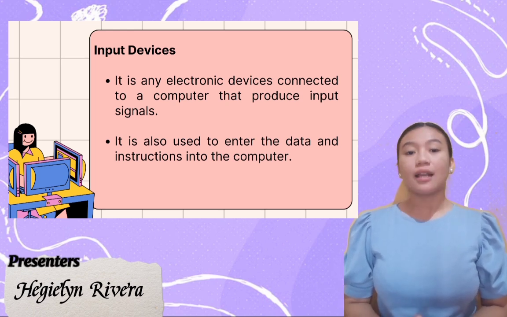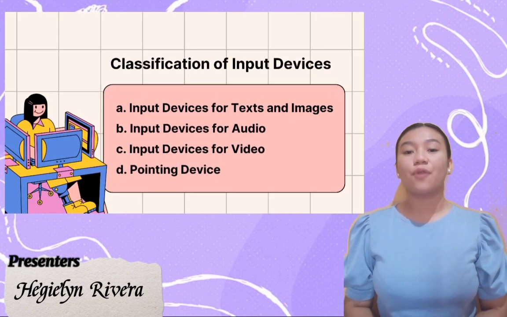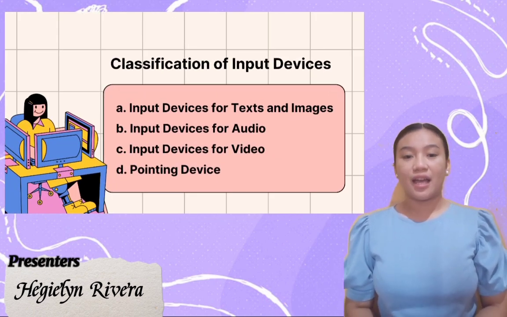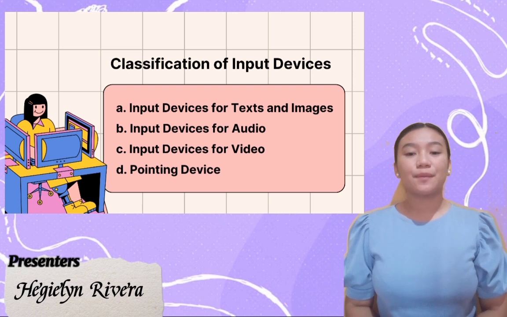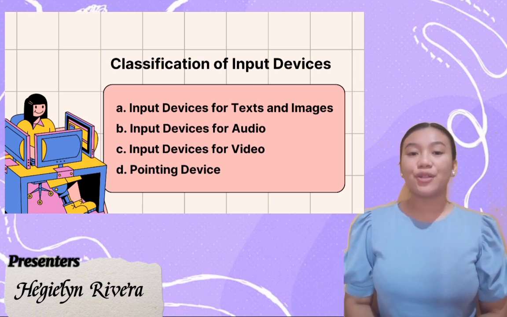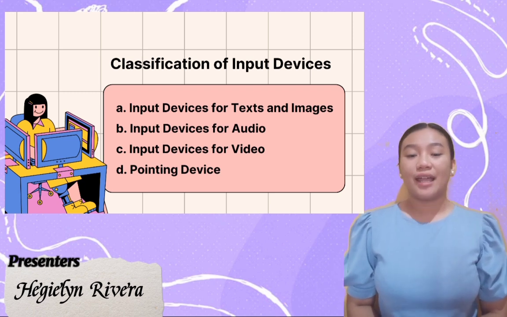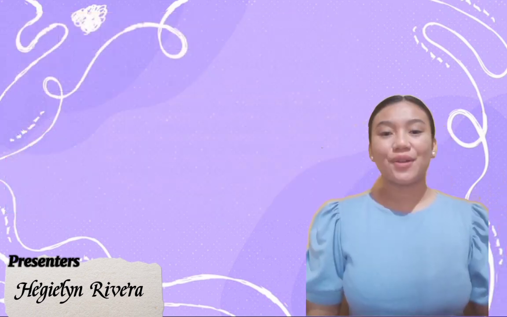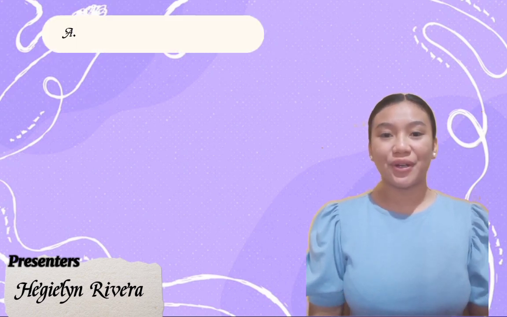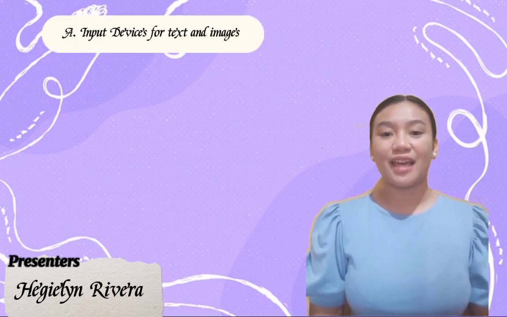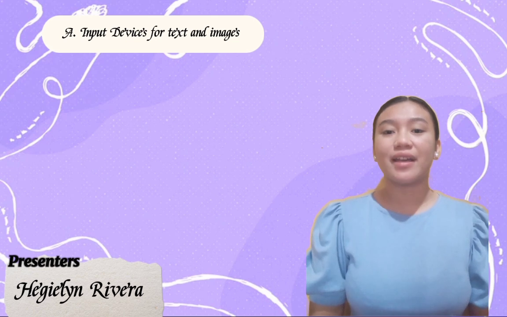So, we have the classification of input devices. The first one is input devices for text and images. The second one is input devices for audio. The third one, input devices for video. And the last is pointing device. So, let's talk about the first classification, input devices for text and images.